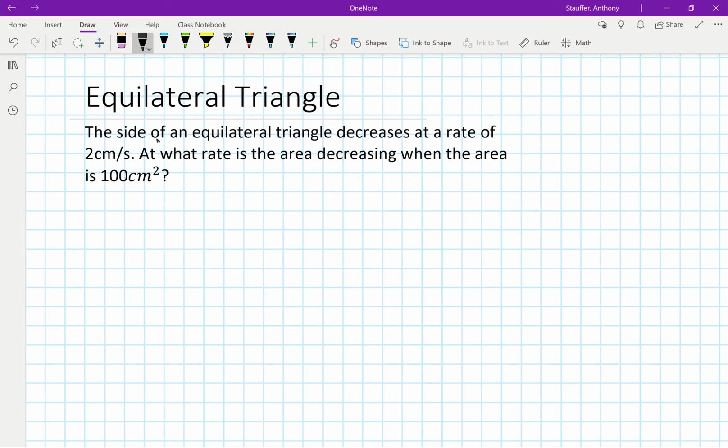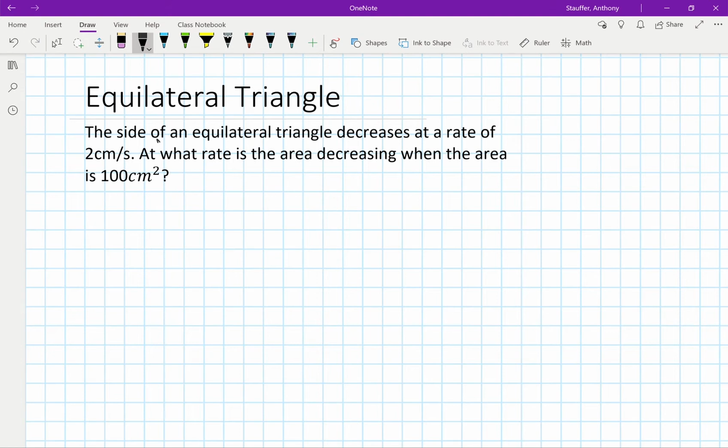Okay, so now what we're going to do is look at the equilateral triangle question. The side of an equilateral triangle decreases at a rate of 2 centimeters per second. At what rate is the area decreasing when the area is 100 centimeters squared?